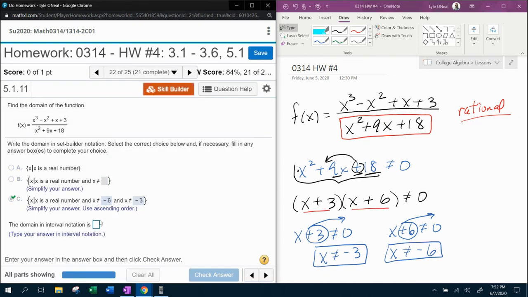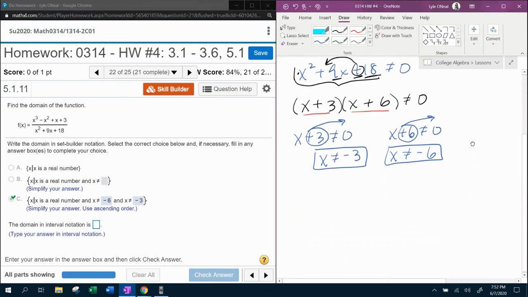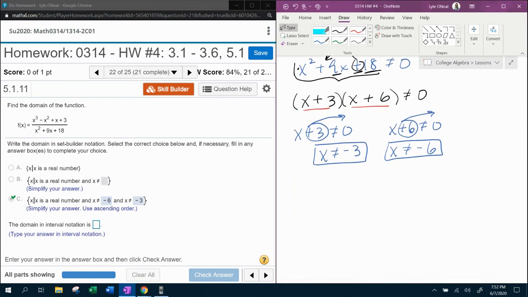Excellent. Now then, the domain in interval notation. All right, so let's come over here to the scratch work and look at how do we write this using interval notation. Well, interval notation is like if you think about a number line where we've got negative 6 and negative 3, I'm going to put open circles because those numbers are excluded. They are not included in the domain, but the domain can be anything else. Okay, so I'm going to shade the entire number line. Everything but these 2 values are in the domain.